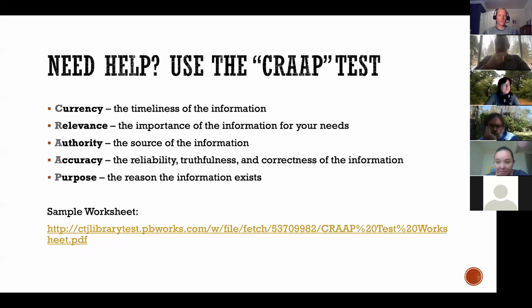All right, so how do we evaluate articles then? We use something called the CRAP test, which is an ingeniously named test. The CRAP test stands for currency, relevance, authority, accuracy, and purpose. And it's basically asking yourself these different questions. So what is the value of something? Well, is it current? So, is it something that is timely, has been produced recently? Is it relevant to your needs? The authority, this is really important for gray literature. Who's producing the information?